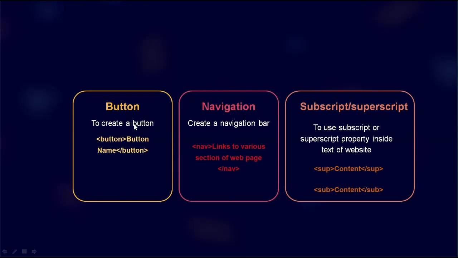The button tag is to create a button. Similarly, like we have done before, you have to write button, and whatever value you want to give to that button has to be inserted in between and then close the button tag. Similarly, a navigation bar, if required in a website, is created using the nav tag. Nav is opened and closed using nav, and then whatever links you want to add in your navigation section should be written in between them. And subscript and superscript, we have already seen them.